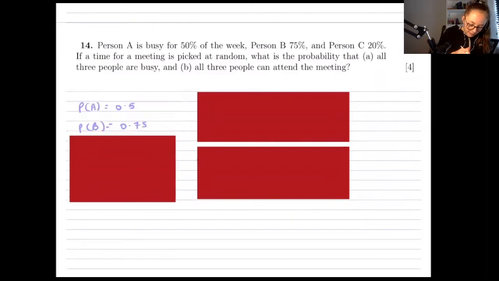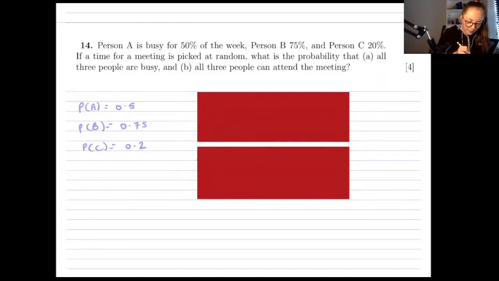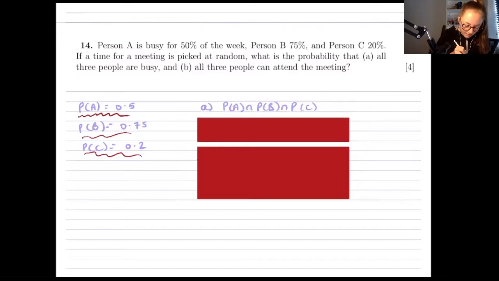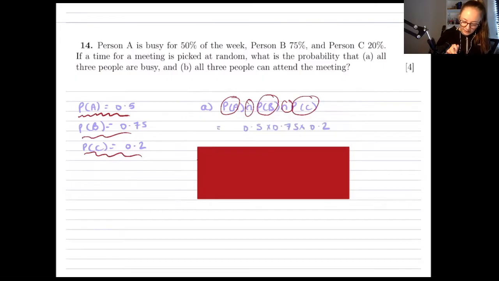So again, we just want to write out our information clearly. So the probability of person A being busy, and bear in mind this is busy, not free. So person A is busy, it's 0.5. Person B is busy, 0.75. And then person C is busy, 0.2. So our first question asks what's the probability of them all being busy? So this means that person A and person B and person C are busy. So again, like the previous question, we just multiply these probabilities together.